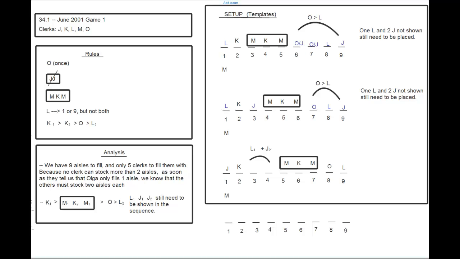So let's look at B. So A we think is our answer. Let's look at B. Manny stocks aisle 7. So we look at the two places, and no, aisle 7 is either going to be an O or a J. In this template, it's going to be an O. In this template, it's going to be an O or a J. Manny can definitely not stock aisle 7.